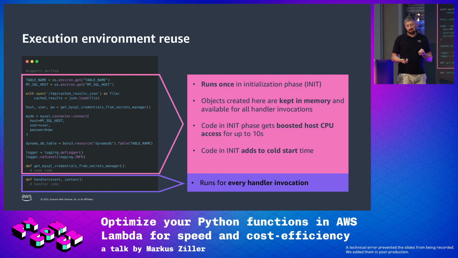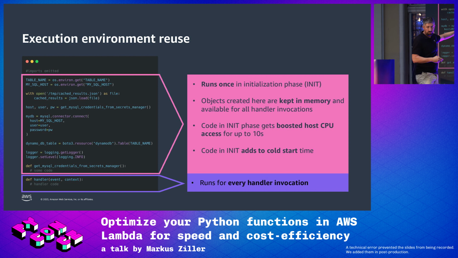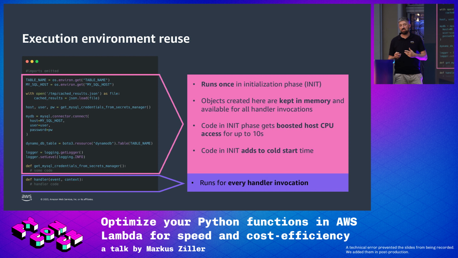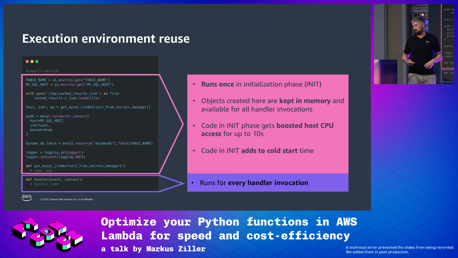Another advantage of this is that you get up to 10 seconds of boosted host access. So you're not constrained by the limits set via the memory setting, but for up to 10 seconds in the initialization phase, you get boosted access and can utilize more CPU cores and more CPU capacity for your functions. One thing to mention is that code that you run here adds to the cold start time, but that is always preferred to the warm start time, because you're only going to see the cold start time once per execution environment. The warm start time, you're going to see for every invocation, for every execution of your code. That is run for every handler invocation, so keep this as slim as possible.